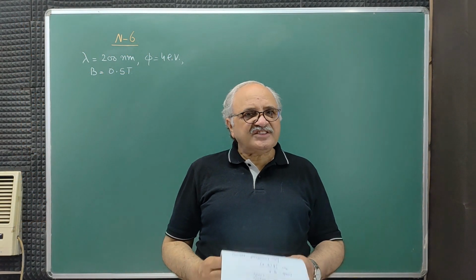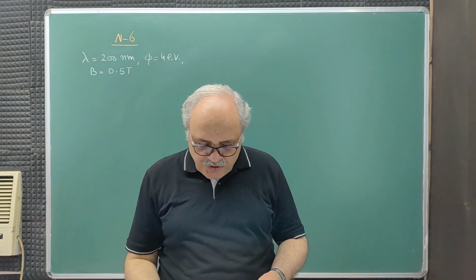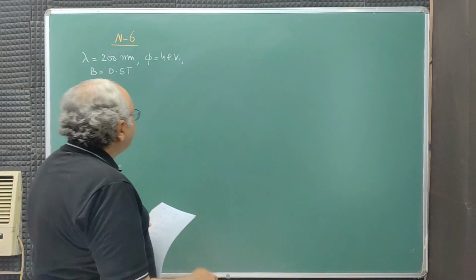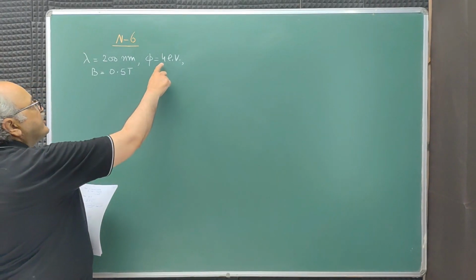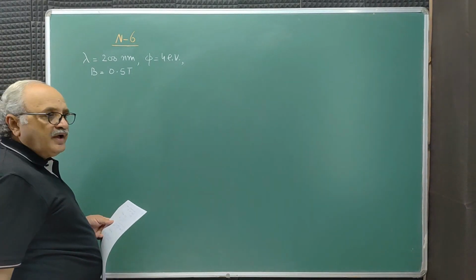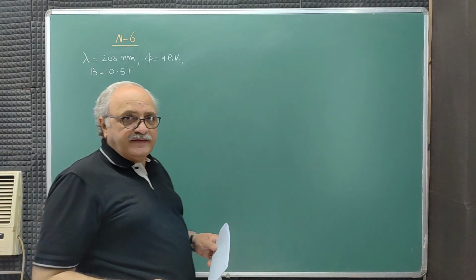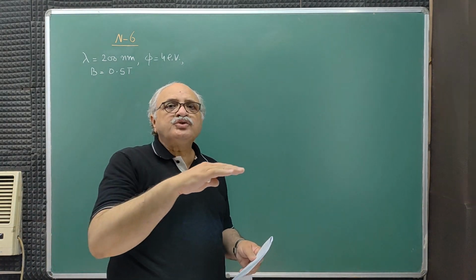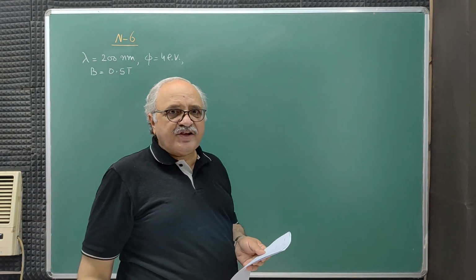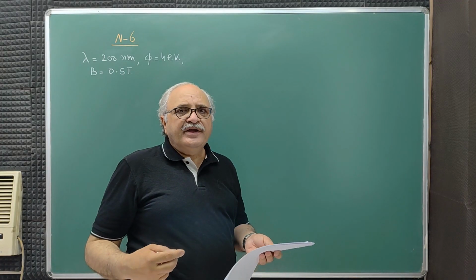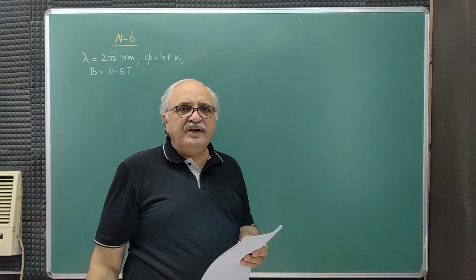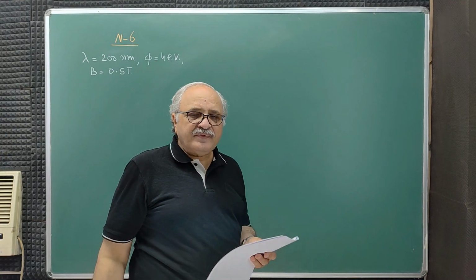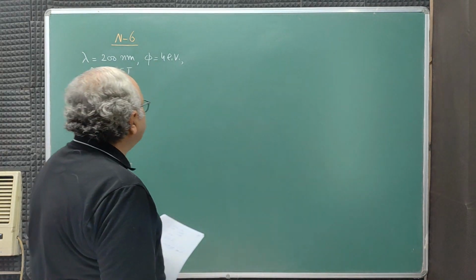So let's take the sixth question. In this question, the wavelength of the light is given as 200 nanometer. The work function is 4 electron volt, and the electrons so obtained are passed through a magnetic field in a perpendicular direction. As we know, if a charged particle is moving through a uniform magnetic field, it takes a circular path. So they asked us to find the radius.